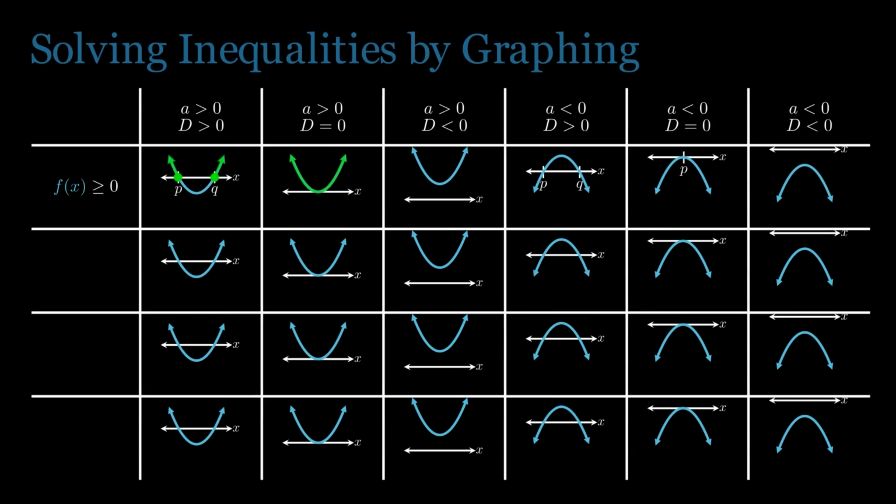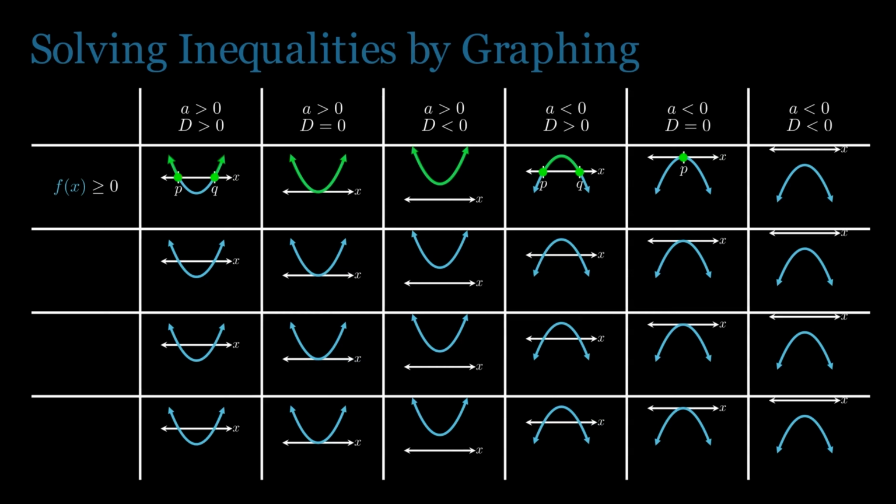Let's identify these parts of the parabolas in all of our 6 alignments. I added the labels for the x-intercepts where needed. Note that in the second and third case, the whole parabola is on or above the x-axis. In the fifth case, there is only one point for which the parabola is on the x-axis, and in the last case, no part of the parabola is on or above the x-axis.